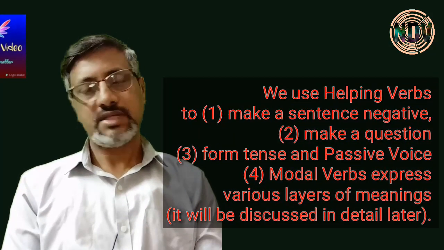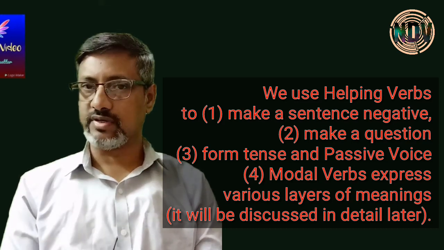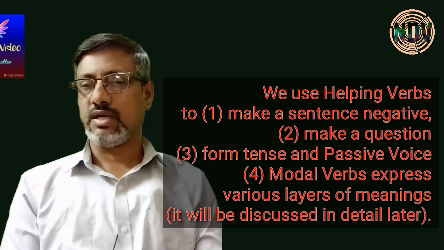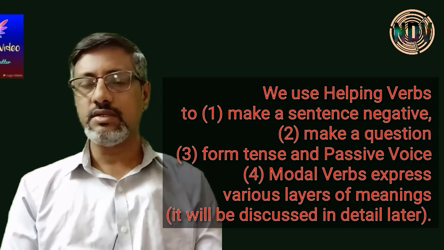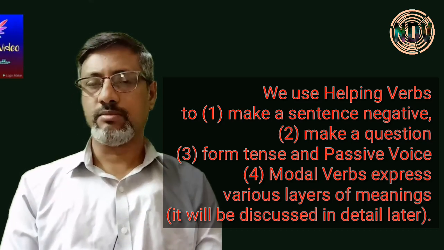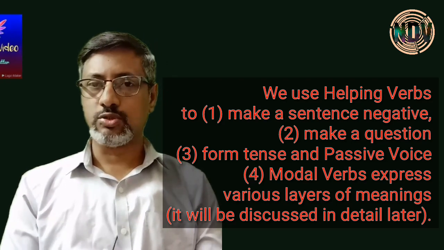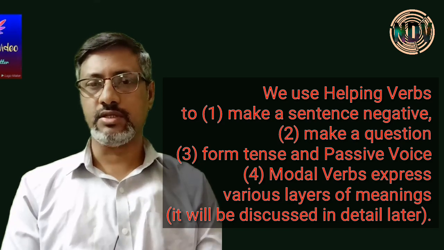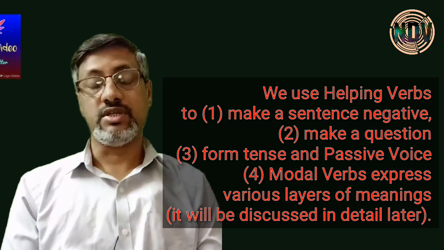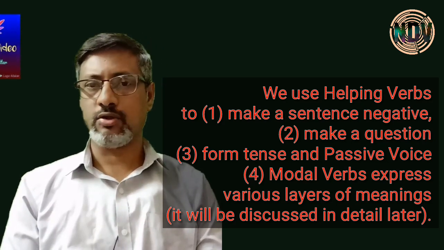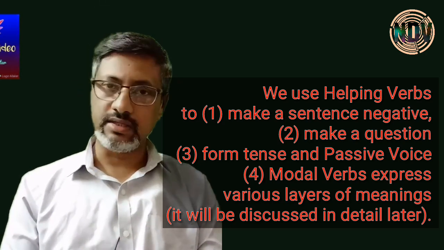So we have seen two uses. The first one is about making a sentence negative by using a helping verb. The second one is how to use a helping verb to make a sentence a question. The third use of a helping verb is to make a sentence passive. That means to turn a sentence from active to passive, we need to use a helping verb. Sometimes we need one, sometimes we need two, sometimes we need more than two helping verbs. We are not going to go into details regarding passive voice. We are going to deal with passive voice in another lesson.